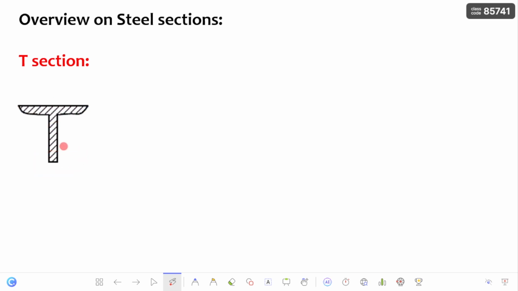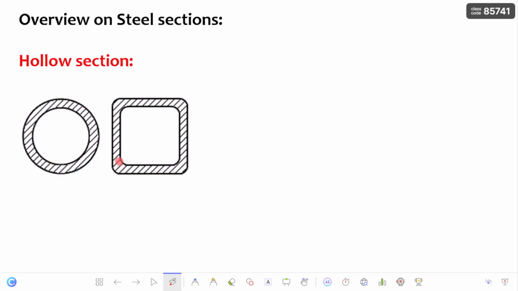And coming to the applications, it is used as connections between I or other sections, and also as secondary beam members, that is lintels. It is also used as chord members and primary members of built-up members. And it is also used as end diaphragm members in bridge girder systems, and there are all other applications for these T-shaped sections. Coming to the hollow sections, they have high torsional resistance.